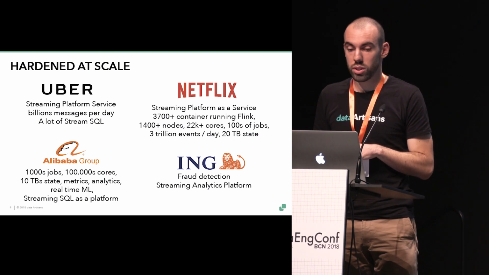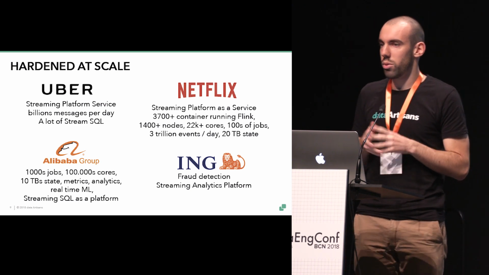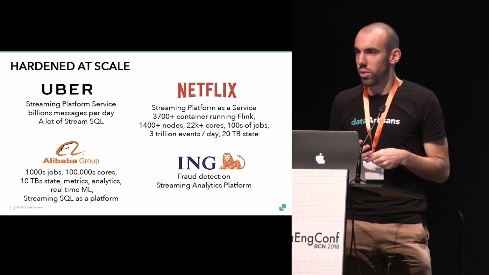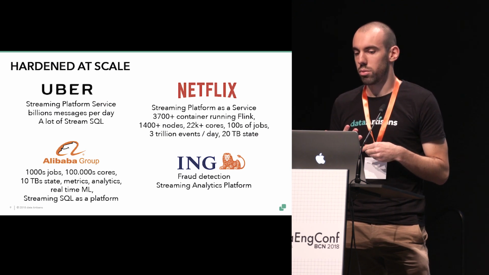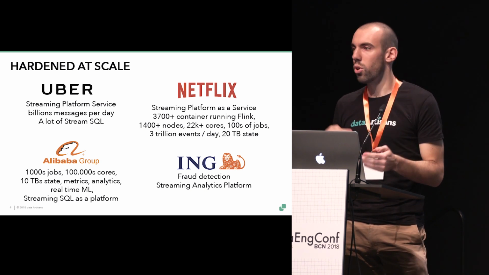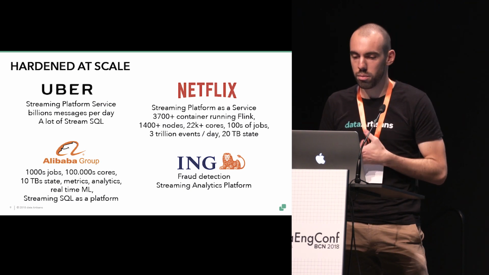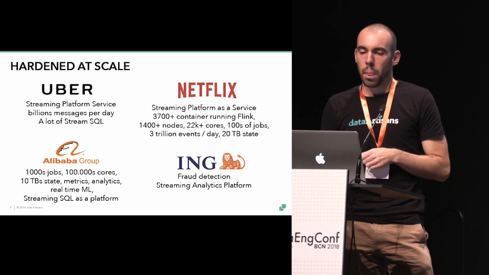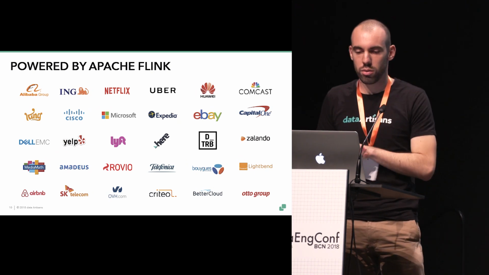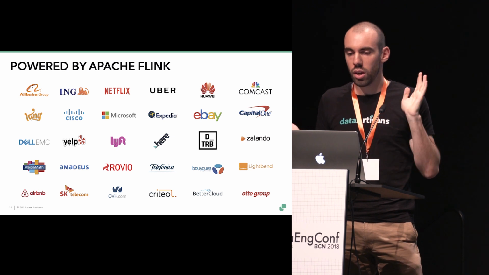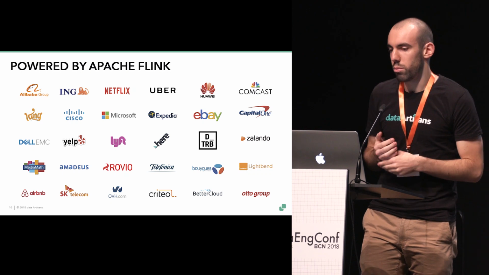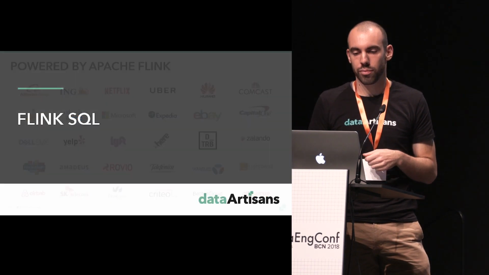at very, very large scale. As you can see here, 100,000 cores and more. But they are also providing stream SQL as a platform. And ING, a traditional bank, is also using Flink for fraud detection of credit cards and money transfers and so on. And yeah, the list is getting longer and longer. A lot of companies like Lyft, Airbnb, Expedia, Huawei are already using Flink in production.